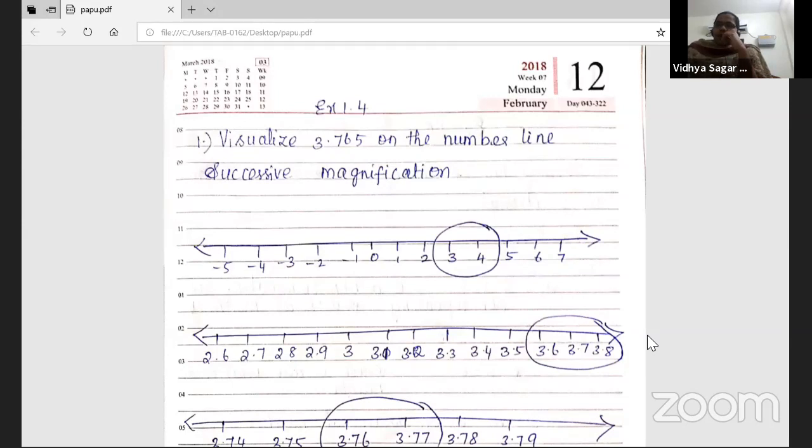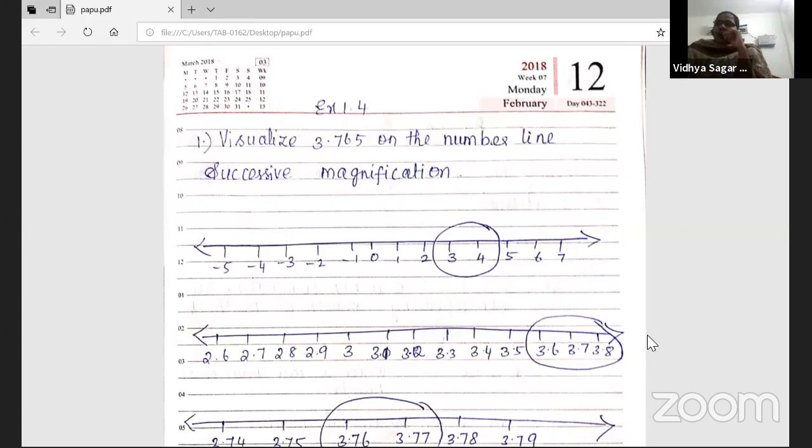Happy morning, children. Okay, today we're going to see in number system exercise 1.4. So your first question is to visualize 3.765 on the number line using successive magnification. Now see here, you must draw the number line and then mark the points. You can ask, ma'am, how we will plot this 3.765.